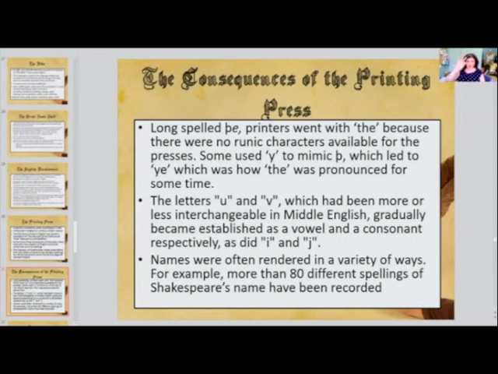Again, J, if you do the dip at the bottom of the J, your quill point's going to break. And that's annoying. So everything was I, but then you get the printing press and now we can write a J and the J gets its own unique sound.